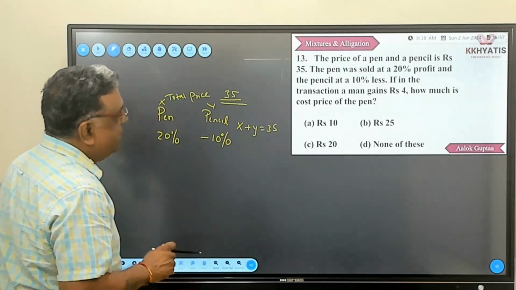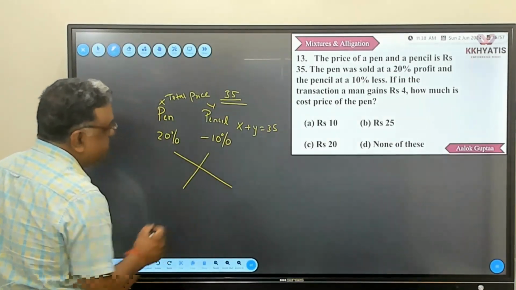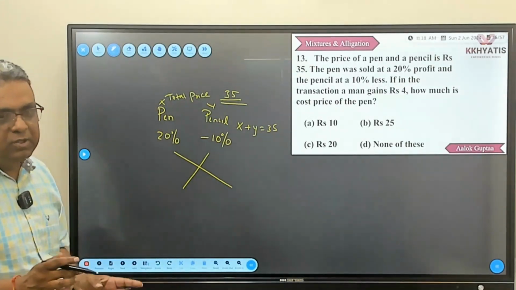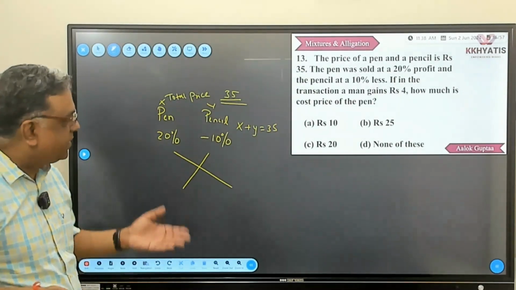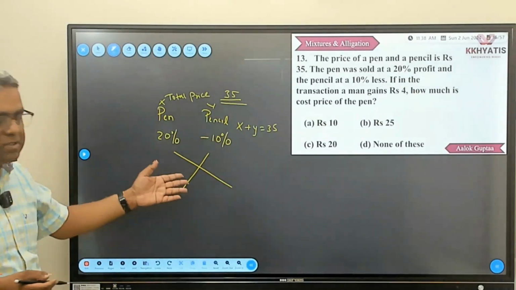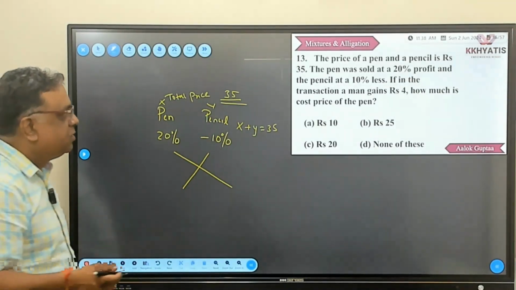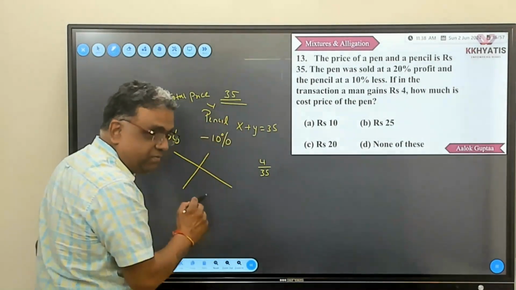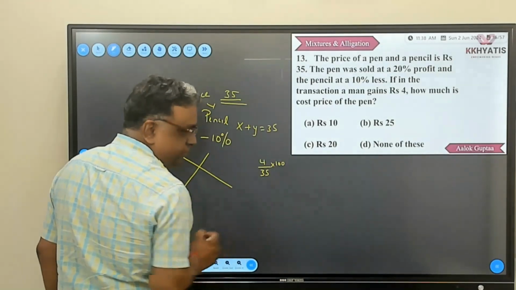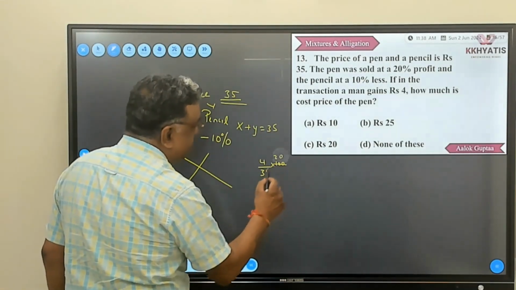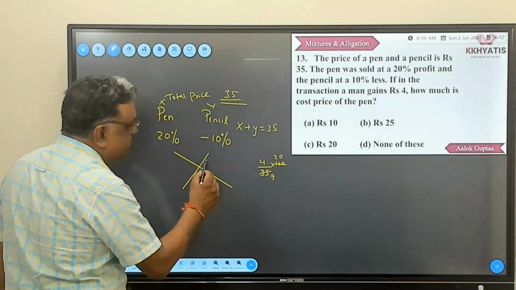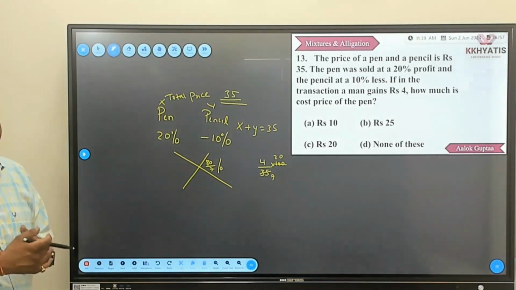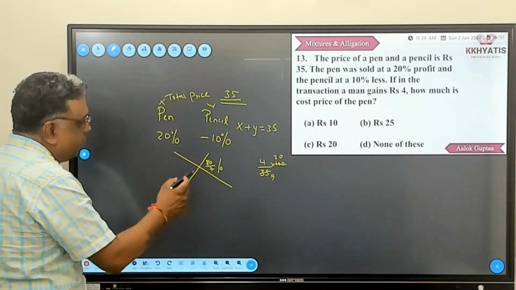If in the transaction a man gains rupees 4, so in total, on the sales of pen and pencil, he got a profit of rupees 4. So profit of rupees 4 on what? Because if I have taken percentage here, I have to take percentage here also. I cannot take quantity here. So he got a profit of 4 on 35, because total cost was 35, into 100. So if you solve this, 25s are 7s are, so 80 by 7. So 80 by 7% is his overall profit. So now I will do this minus this.